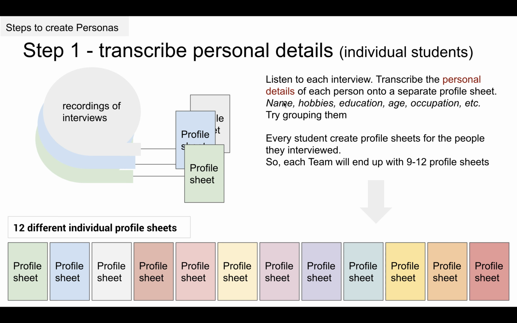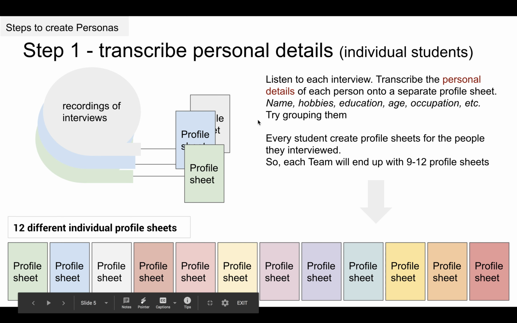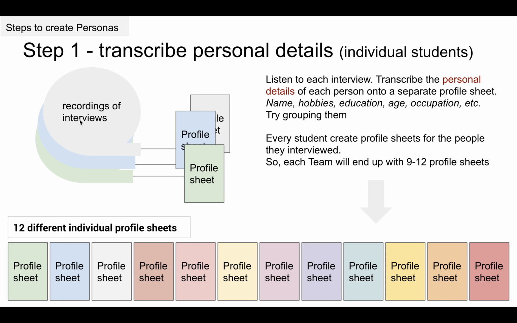Okay, and once you do that, try to group them together and try to make them consistent across the 3 profile sheets. Okay, these profile sheets are actually like a working document. You don't need to submit them. Every student creates profile sheets for the people they interview. So each team would end up with 9 to 12 profile sheets. Okay, like that.